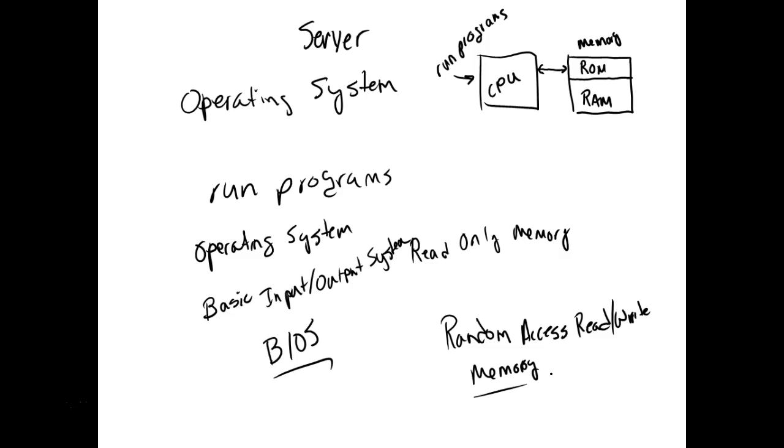Now these things communicate over buses. Buses are basically just a group of conductors that carry like information. So we have a unidirectional bus that we call the address bus.